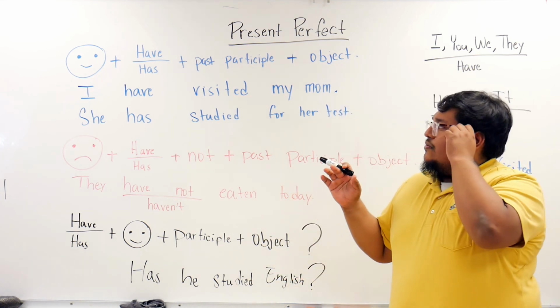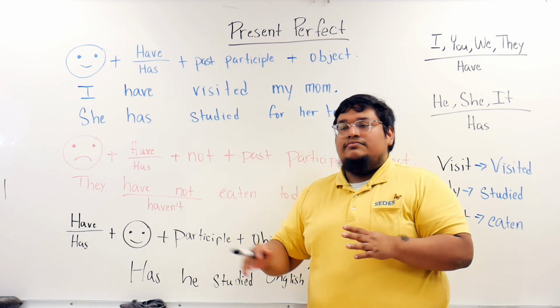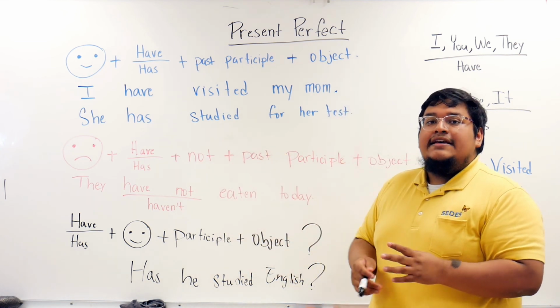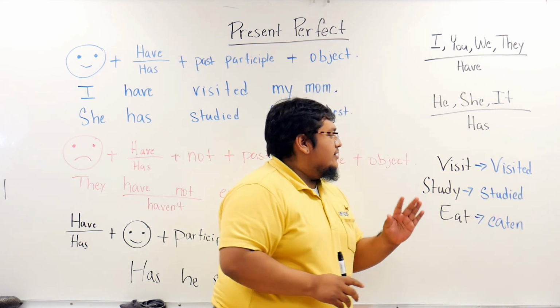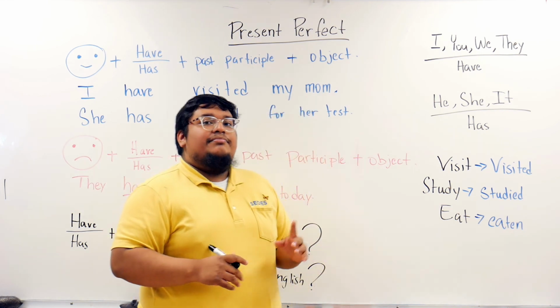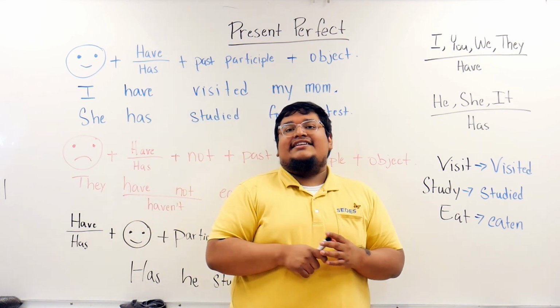Okay, and that's pretty much it. Remember, don't overcomplicate it. It's pretty simple. Just follow the formula, put in your words. The only part that I would say is a little difficult is learning your past participle. But take the time, study your lists.